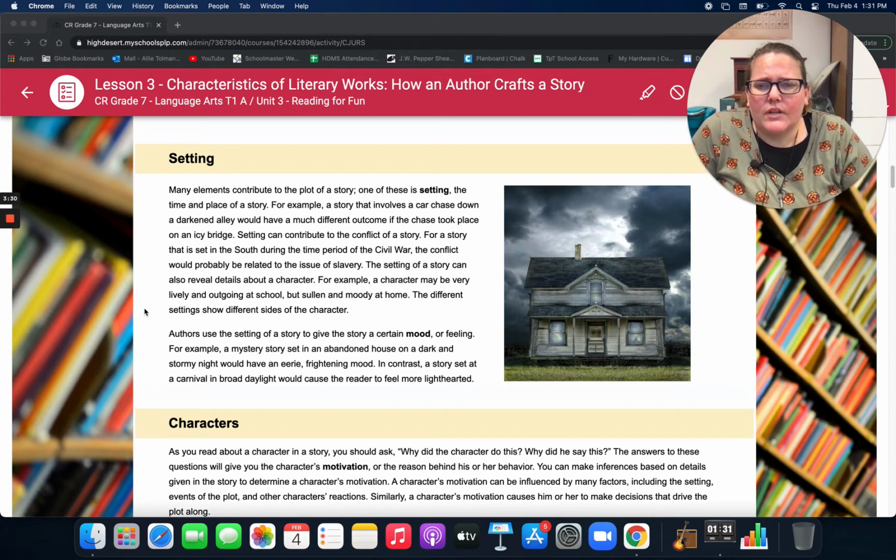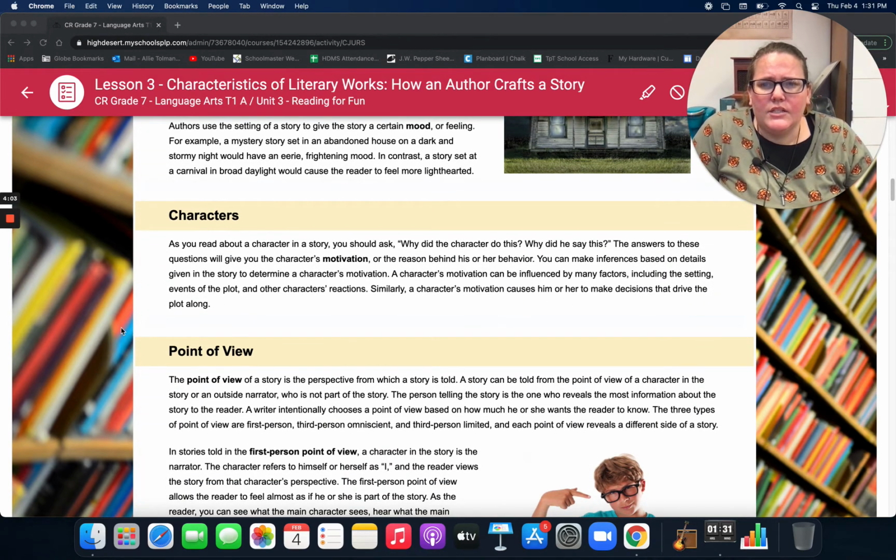The setting of a story can also reveal details about the character. For example, a character may be very lively and outgoing at school, but sullen and moody at home. The different settings show different sides of a character. Authors use the setting of a story to give the story a certain mood or feeling. For example, a mystery story set in an abandoned house on a dark and stormy night would have an eerie, frightening mood. In contrast, a story set at a carnival in broad daylight would cause the reader to feel more lighthearted.